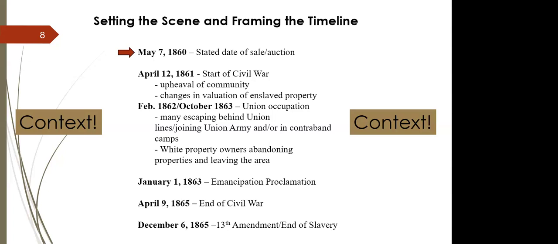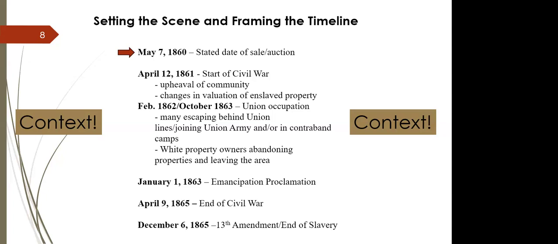The white property owners in this area were also leaving. They were fleeing and abandoning their properties, and in some cases, they took the enslaved with them. In other cases, they left the enslaved on the properties unmonitored.